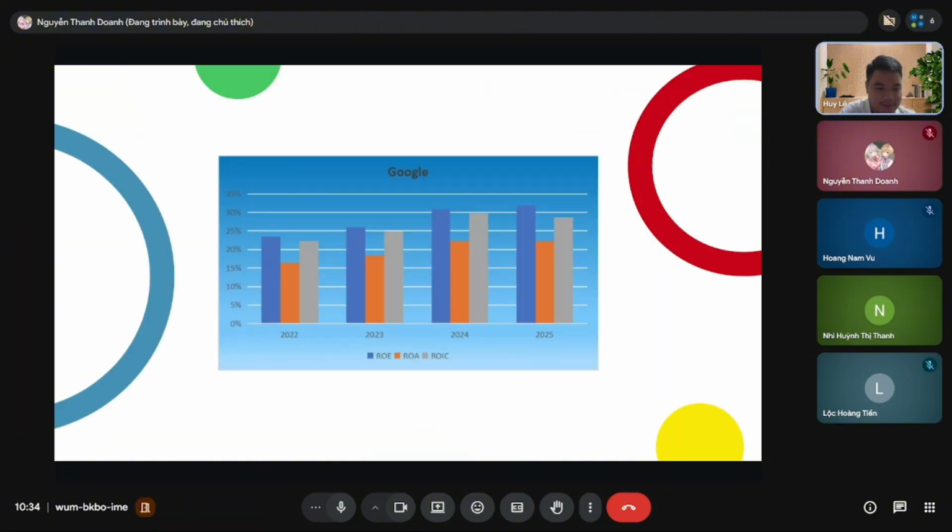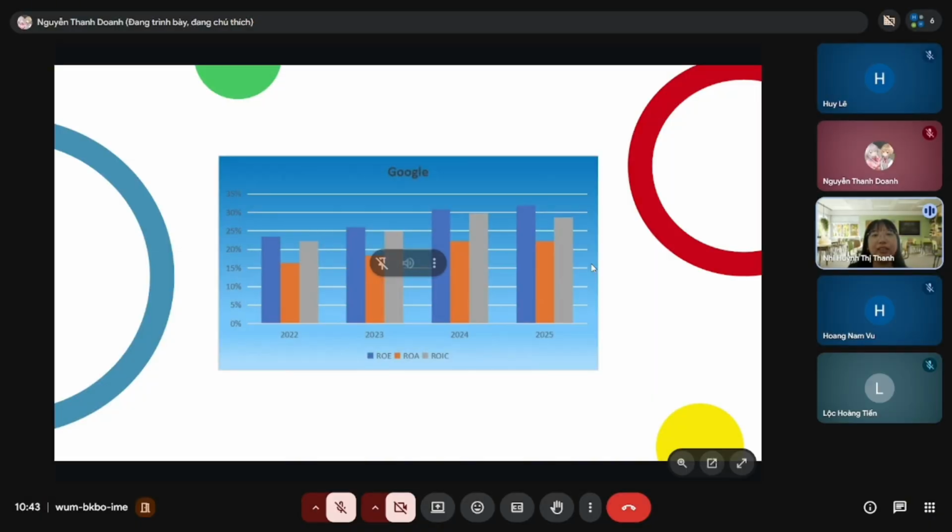Alright, that's it. I will present about this chart. This chart illustrates the trends of Google's ROE, ROA, and ROIC from 2022 to 2025. Overall, all three indicators saw an upward trend over the 4-year period, reflecting improving profitability and efficiency.